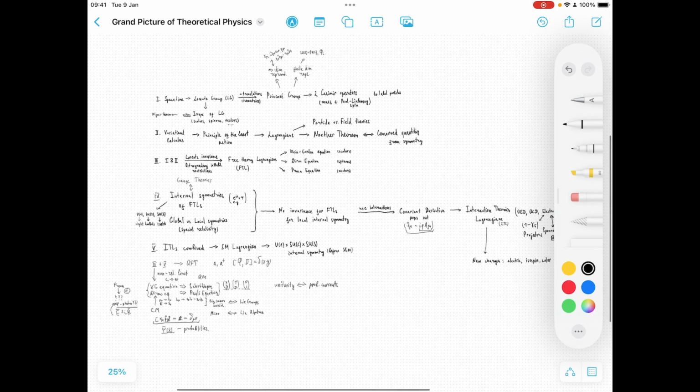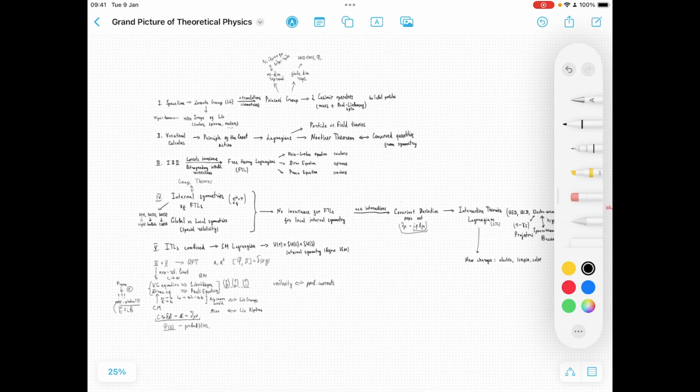Yes. Sorry to interrupt. I think there is one other part that would be a really important thing that I'm not seeing here, and that's renormalization.